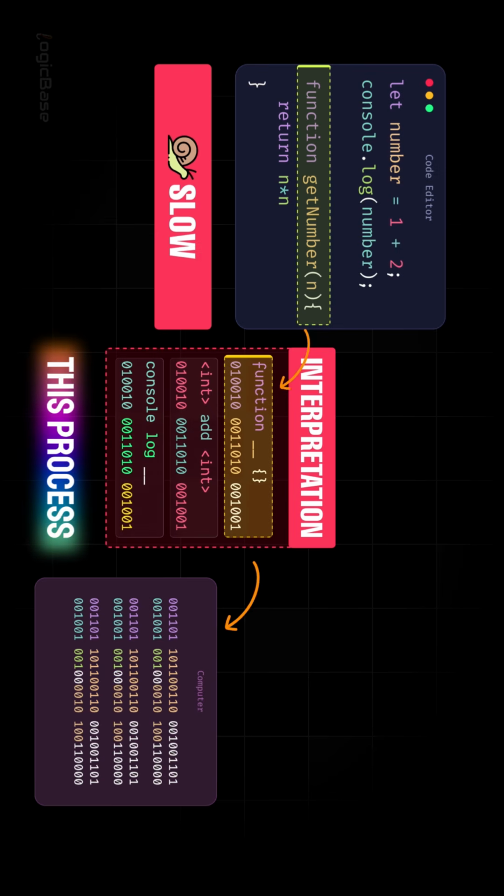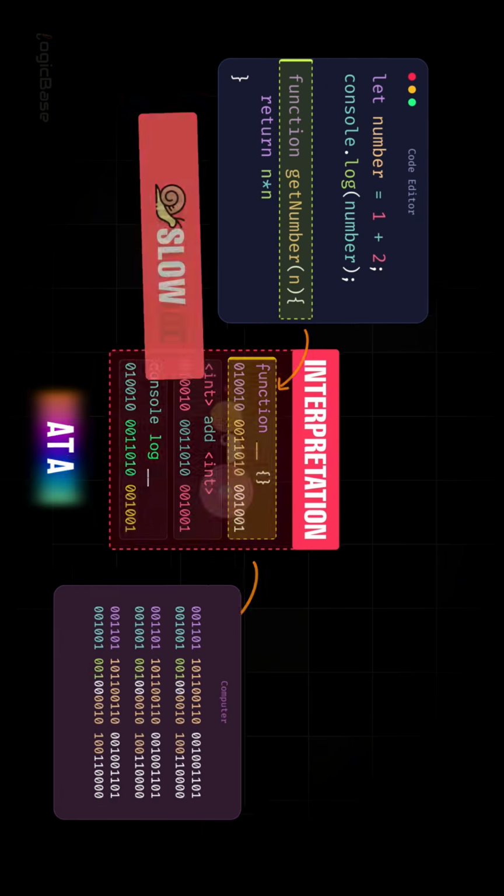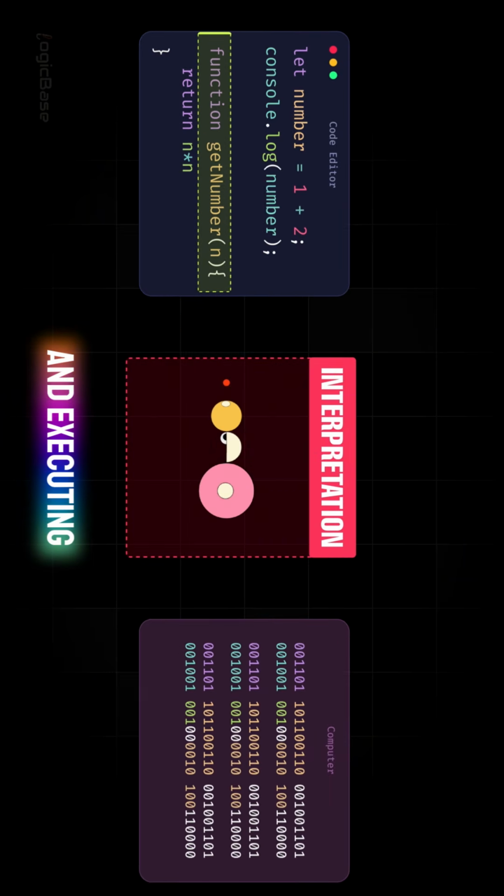But there's a problem. This process is quite slow because the interpreter has to execute one line at a time, constantly going back and forth between reading the script and executing it. This repeated process makes pure interpretation significantly slower.